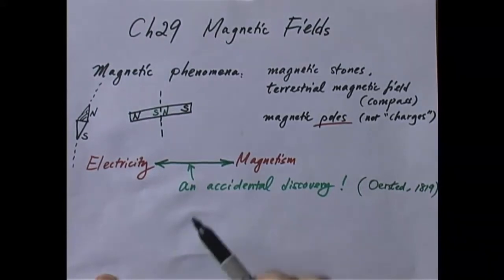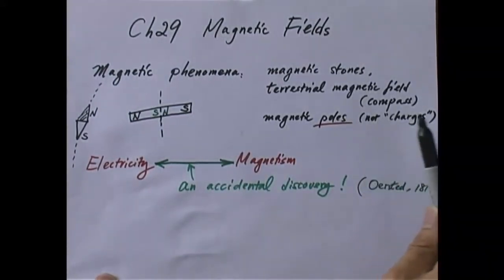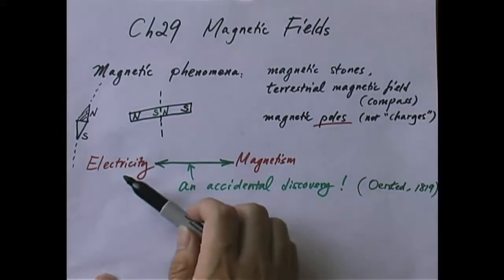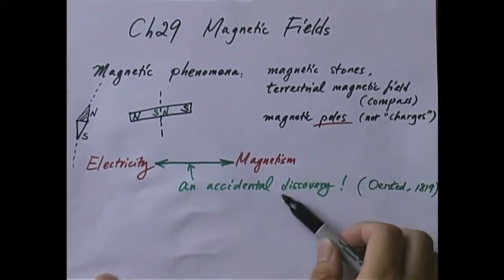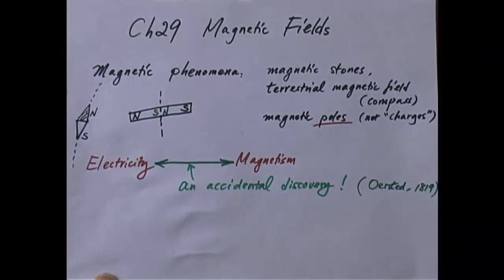Now, we had this knowledge long before we realized there was a connection between electricity and magnetism. The discovery of the connection came in fact as an accident. We attribute it today to Hans Christian Ørsted, a Danish scientist.